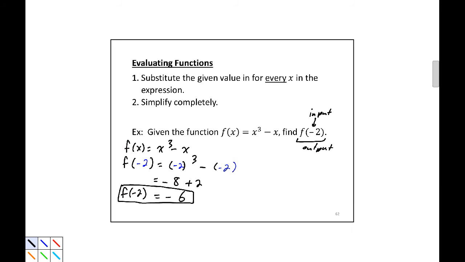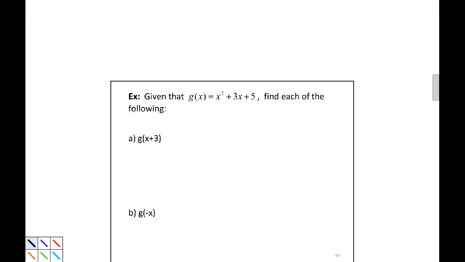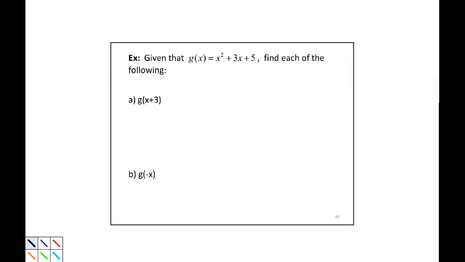Let's look at another example. Given that g of x, we have a new name for it, g of x equals x squared plus 3x plus 5, find each of the following. Well, the first, this is telling us we want to know the output when the input is x plus 3. So I'm going to go through this expression, something squared plus 3 times something plus 5. My something is the x plus 3. So x plus 3 squared, that quantity squared, plus 3 times x plus 3 plus 5.